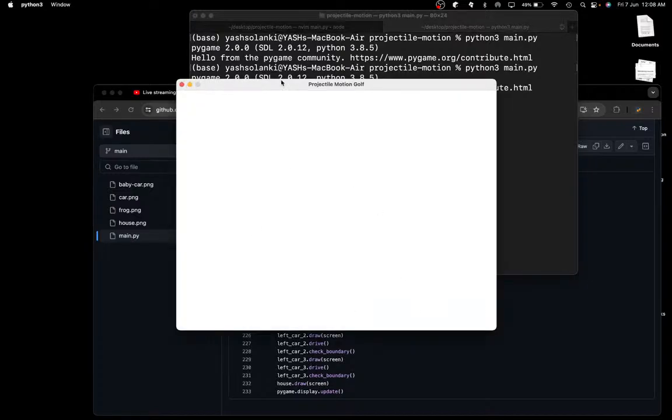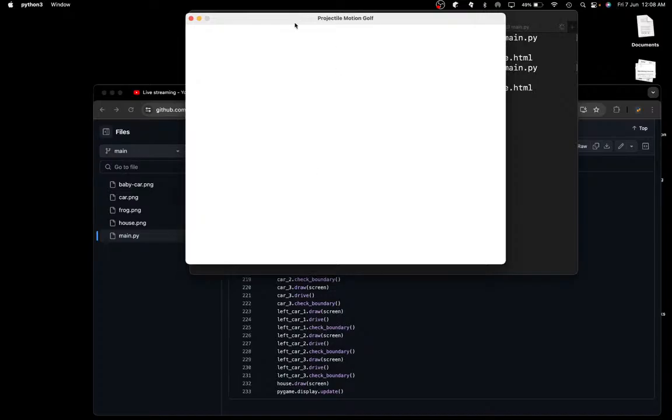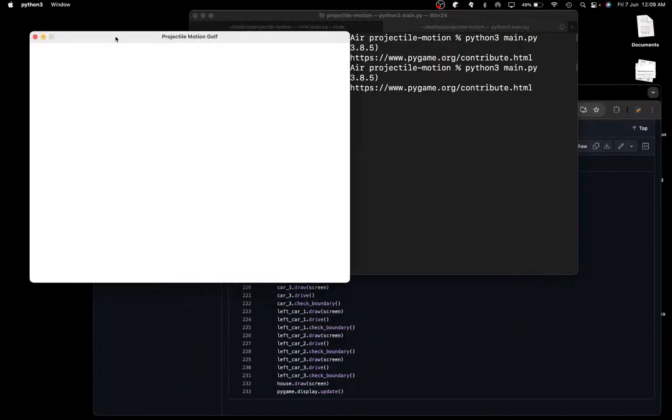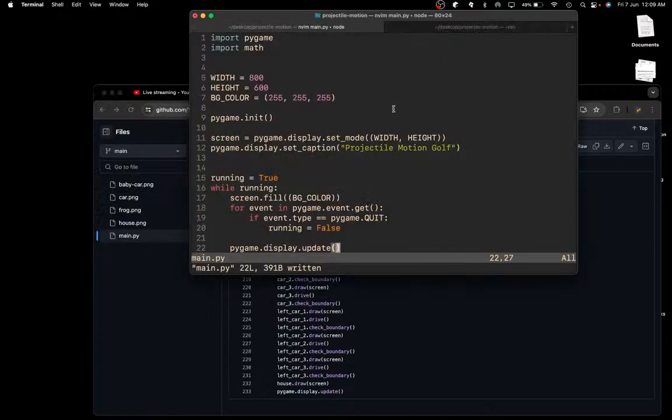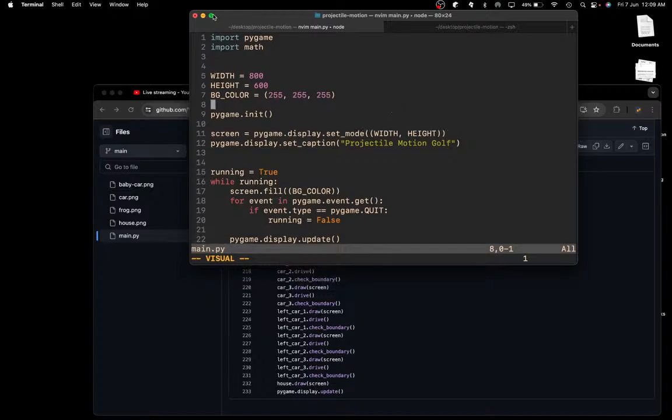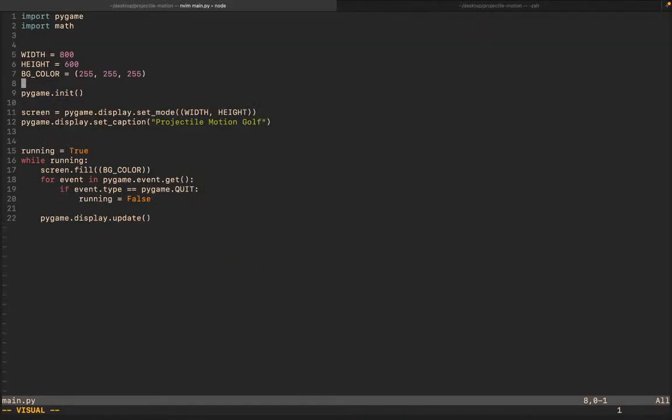There we go. We have a white color display. I like this one a bit better because otherwise everything was kind of fusing in with my wallpaper, and it was kind of hard for you guys to see, so I'm gonna keep it white for now. You guys can obviously play around with any colors you want. It doesn't really matter a lot.